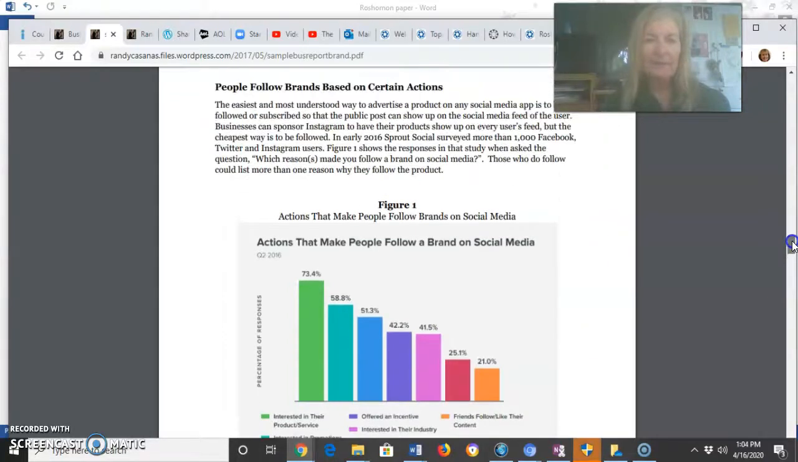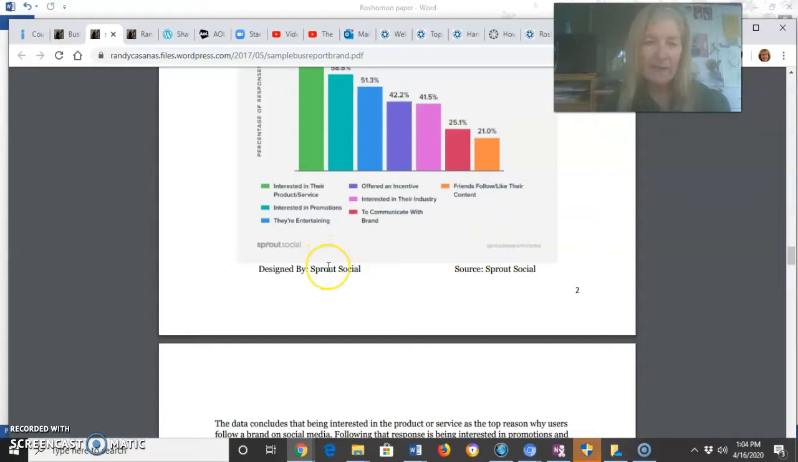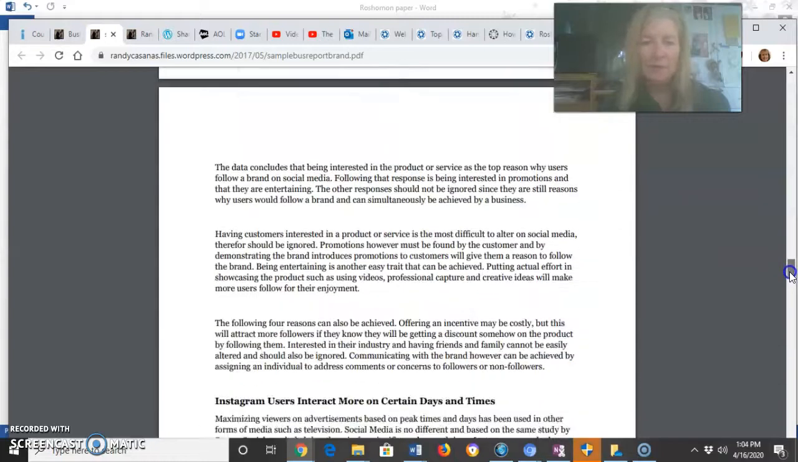Okay, then we have the first figure, and you'll note that Randy has introduced the figure in his text. He has included figure with a title, then shown this chart, and included the important designed by and the source. Okay, that's page 2 of his report.